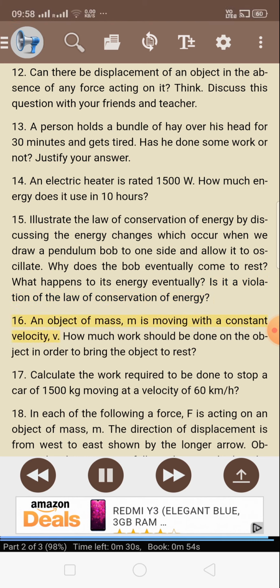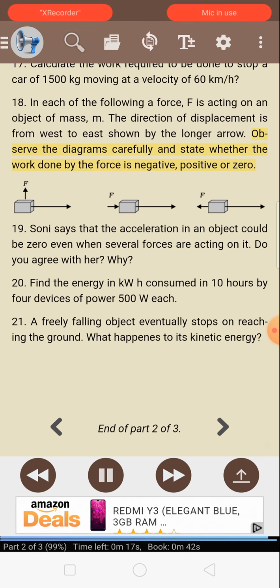16. An object of mass m is moving with a constant velocity v. How much work should be done on the object in order to bring the object to rest? 17. Calculate the work required to be done to stop a car of 1,500 kilograms moving at a velocity of 60 kilometers per hour. 18. In each of the following, a force F is acting on an object of mass m. The direction of displacement is from west to east, shown by the longer arrow. Observe the diagrams carefully and state whether the work done by the force is negative, positive, or zero.